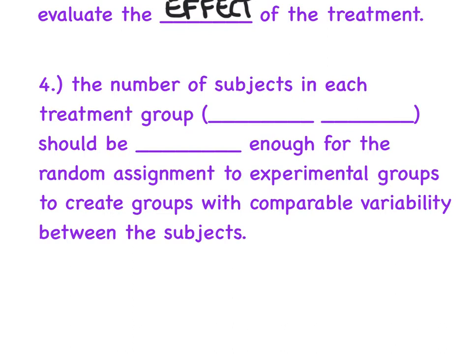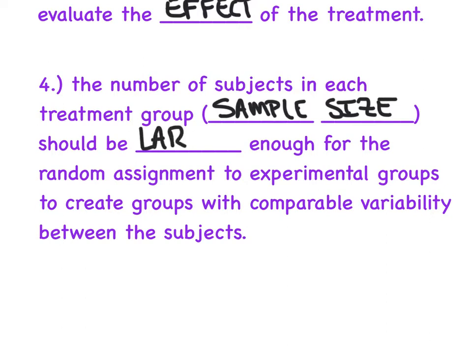And our last general guideline, the number of subjects in each treatment group, also known as the sample size, should be large enough. And as a general guideline, as long as they're randomly selected, we're thinking the bigger the better. Large enough for the random assignment to the experimental groups to create groups with comparable variability between the subjects.